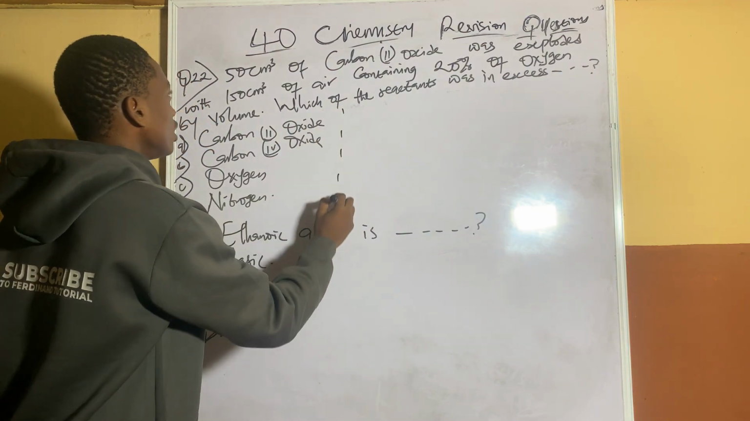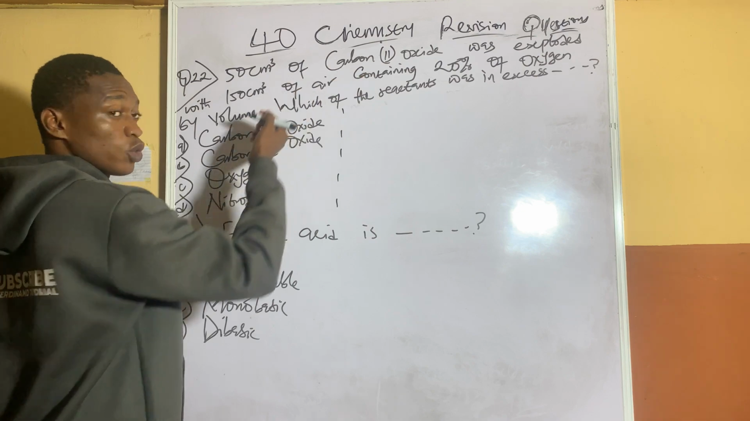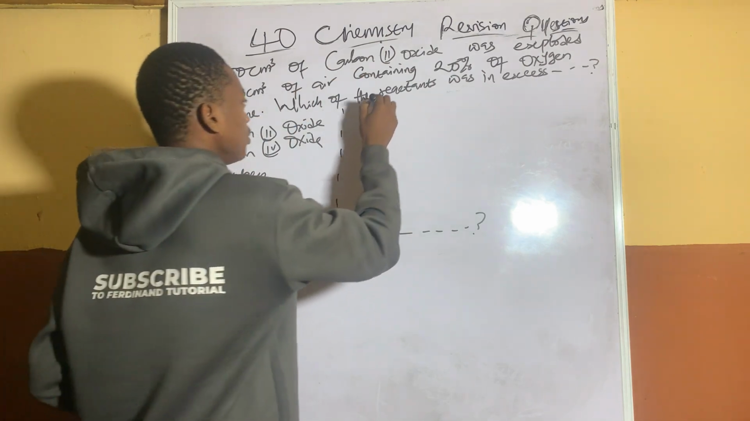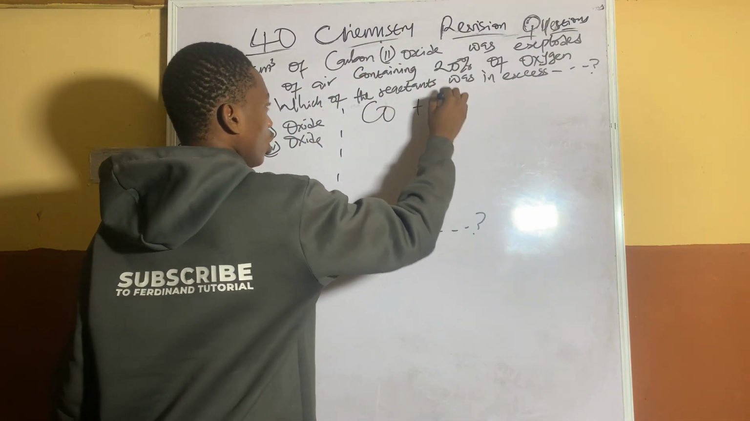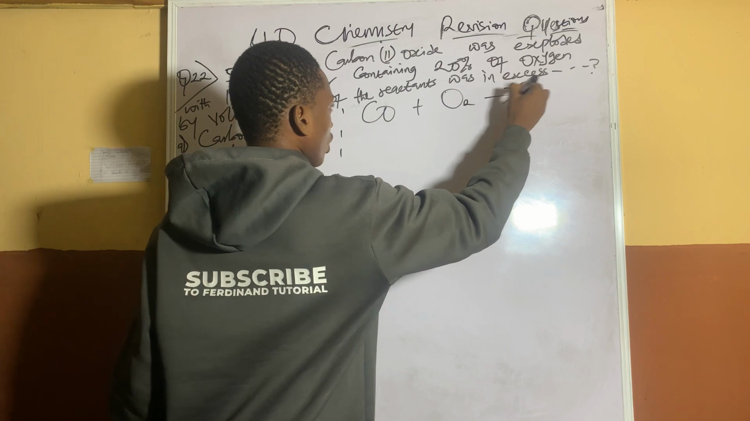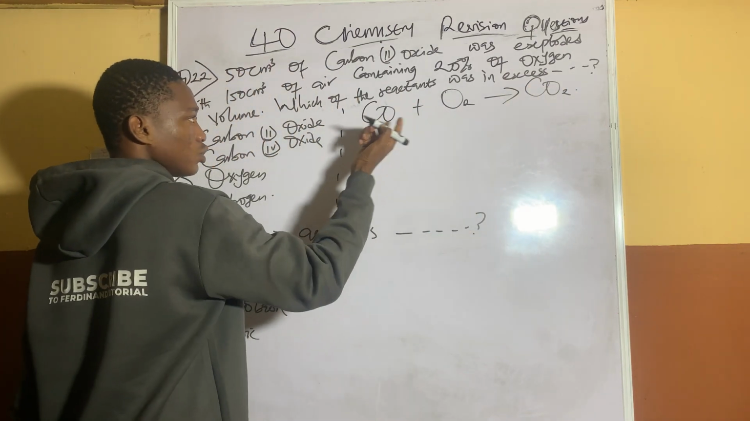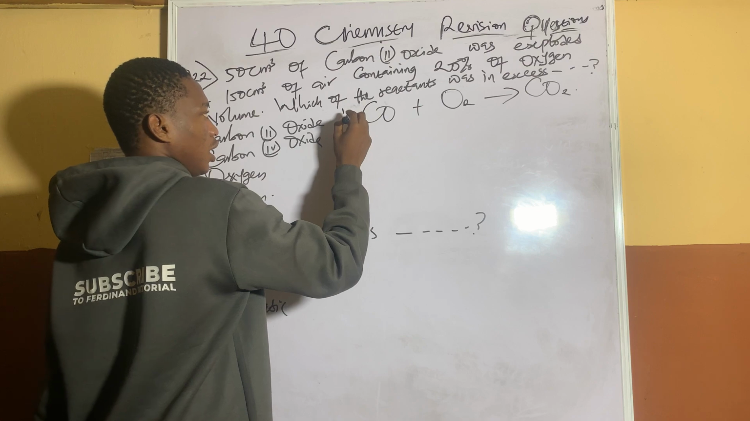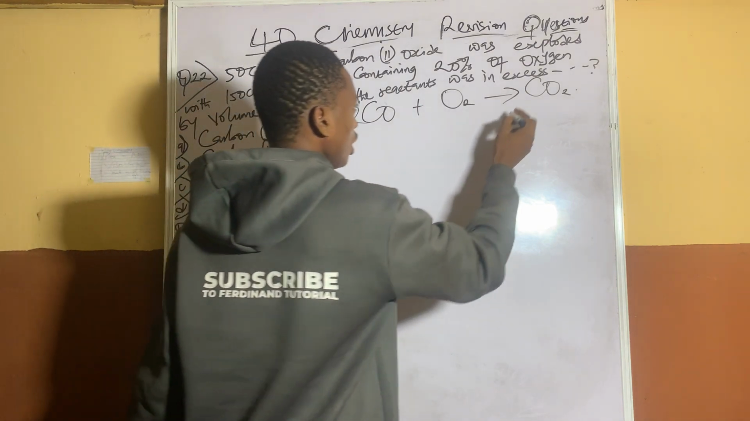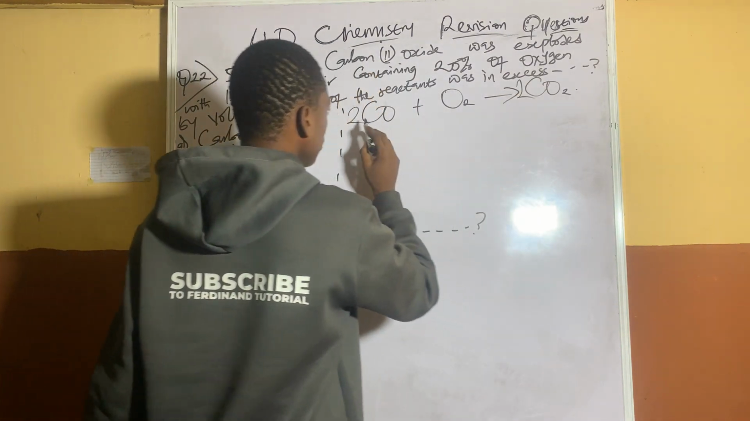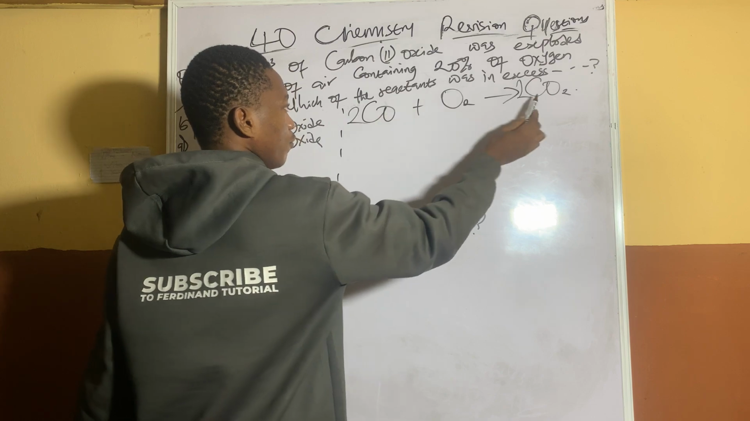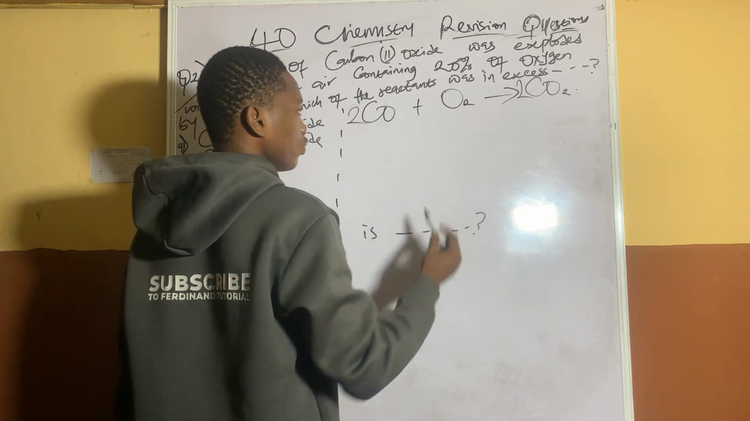Now let's first of all understand what we are saying. Now they said carbon 2 oxide was exploded with oxygen. So that means CO plus oxygen gas. Of course, we are going to have CO2. Now we have O2 here. We need to balance. So if I add 2 CO here, I need to add 2 here, so that I have 2 carbon, 4 oxygen, 2 oxygen plus 2, 4 oxygen.